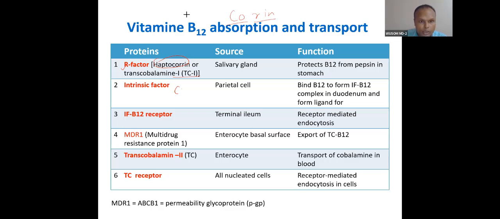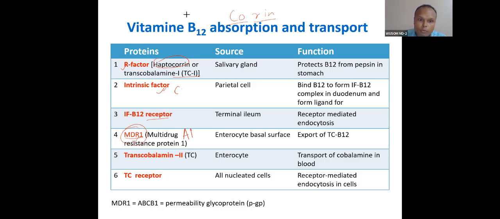Now this R factor will reach the intestine. R factor will dissociate and intrinsic factor binds, and the intrinsic factor B12 complex will bind to the receptor and the receptor will absorb it. After absorbing, remember this type of protein, we will talk about it later also: MDR, multi-drug resistant protein. We will talk about MDR in bilirubin metabolism also. So the MDR protein will excrete.